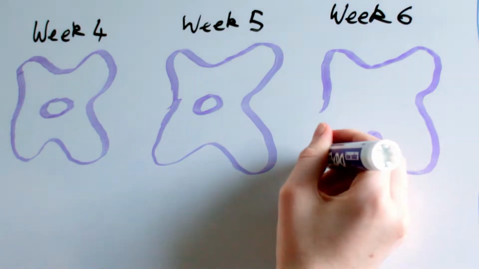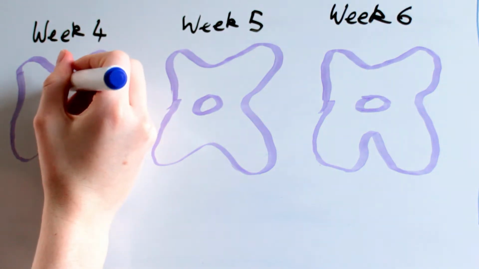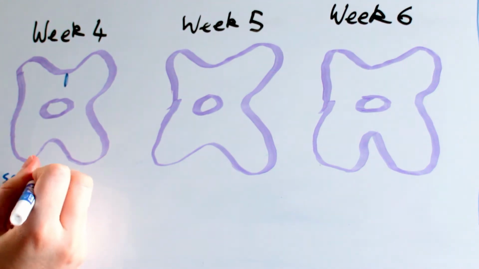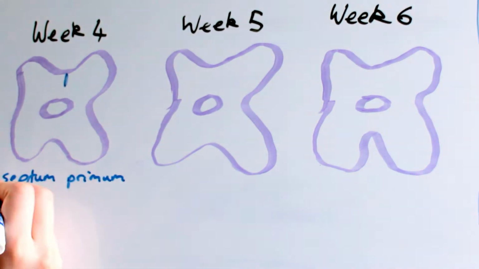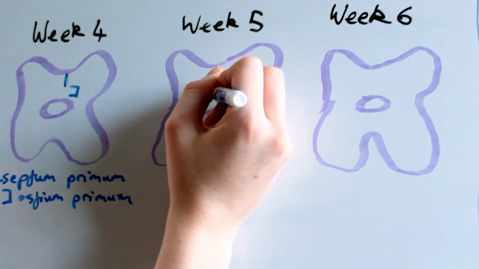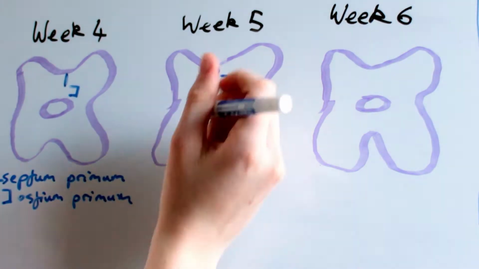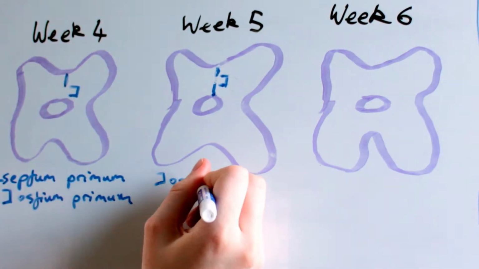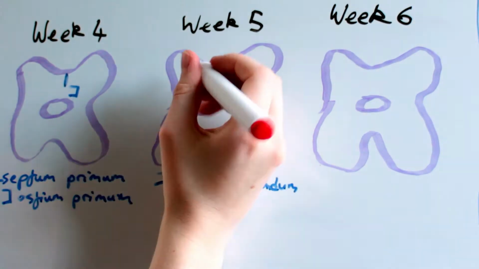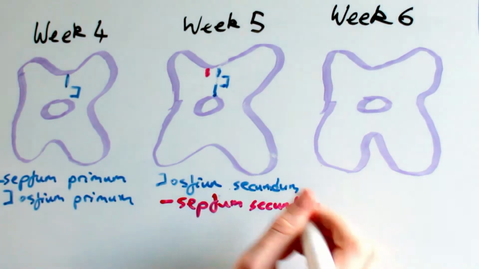The top part is the common atrium, in the middle is the endocardial cushion, and at the bottom is the common ventricle. During week 4, the septum primum starts to grow down towards the endocardial cushion. The space below it is called the ostium primum. By week 5, the septum primum usually reaches the endocardial cushion, and part of it undergoes apoptosis, such that we have a new hole, the ostium secundum.